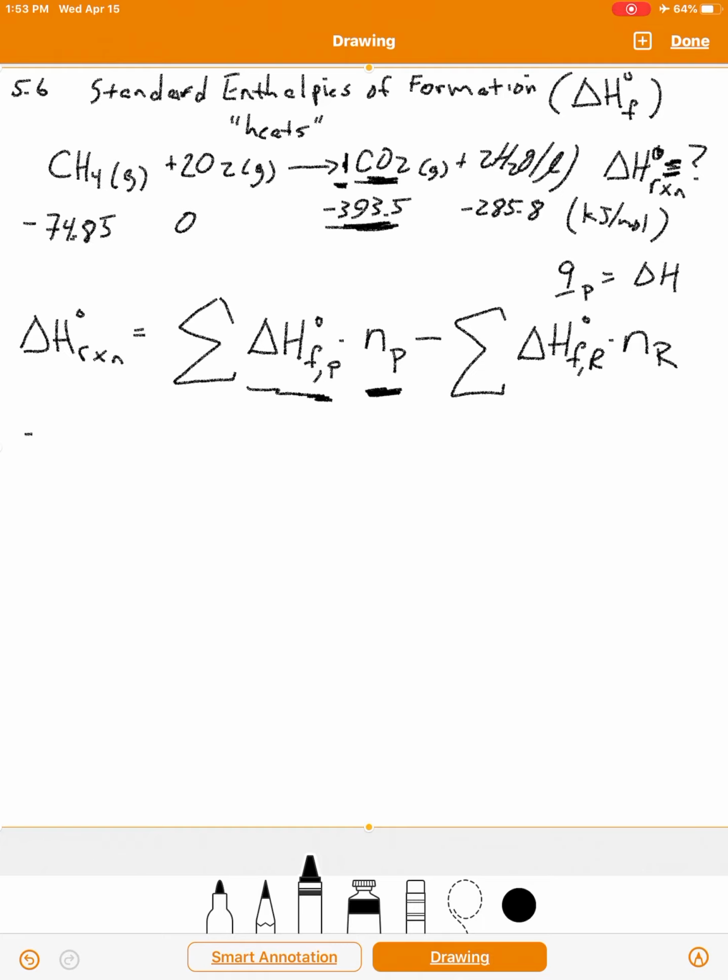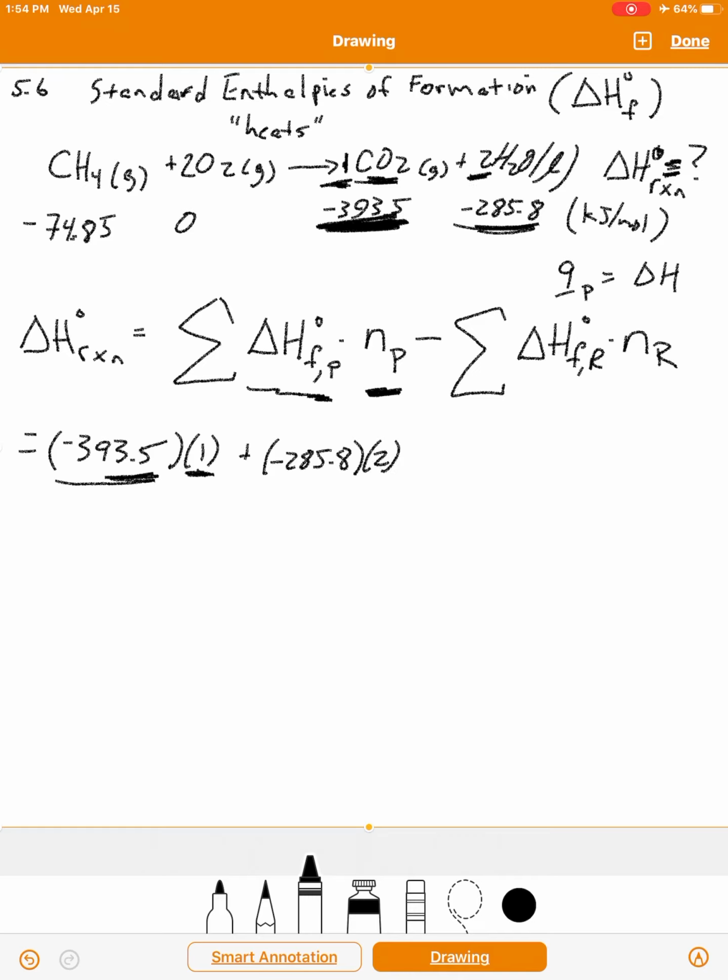So I'm going to write it this way. Minus 393.5 times 1. So I'm taking the delta H that I looked up in Appendix 2 and multiplying that by the coefficient in front of that particular substance. Then I'm going to add to that the second product. The second product is right here, water. So minus 285.8 times 2, right? Where's the 2 come from? Right here.